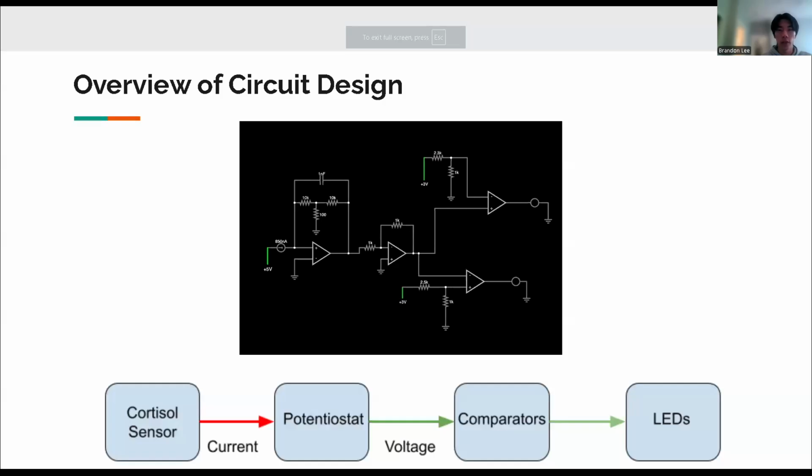In order to achieve our goal of indicating to a user whether they have a high or low cortisol concentration, we use the circuit right here. It utilizes a cortisol sensor on the left side, which outputs a current to a potentiostat right here, which converts the current to a voltage, which is processed by the comparators on the right side. And those comparators determine whether the LEDs will turn on, signaling a high or low cortisol concentration in sweat.